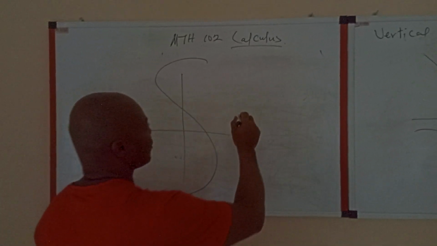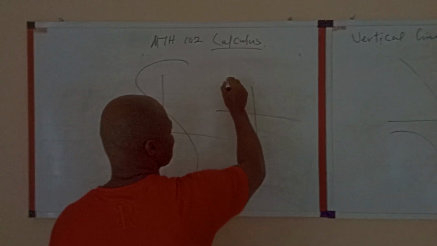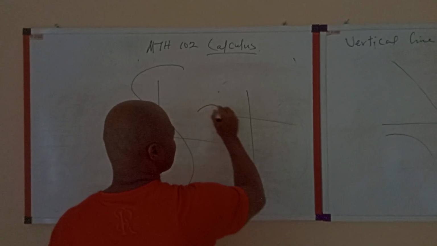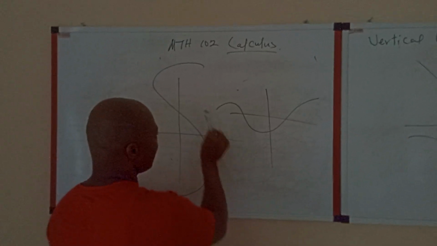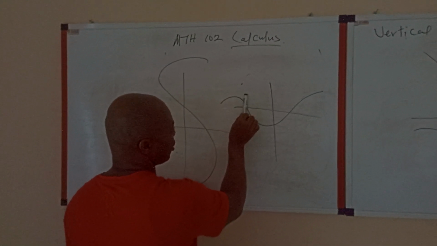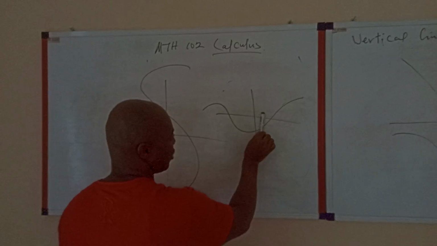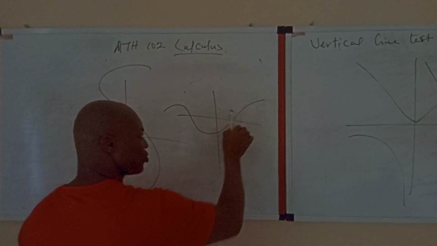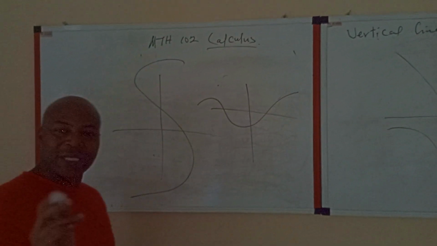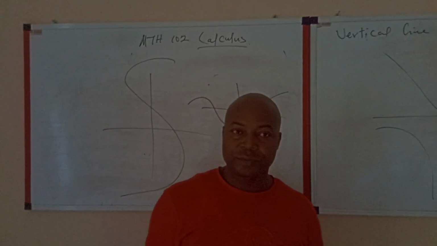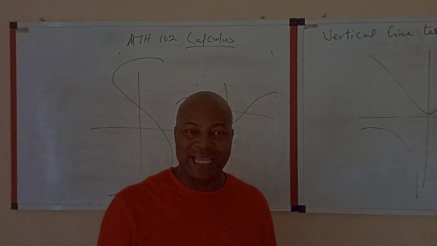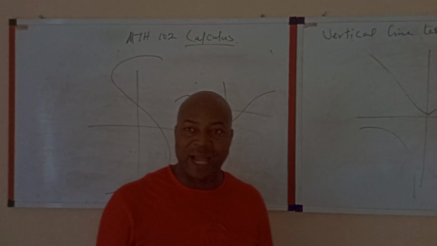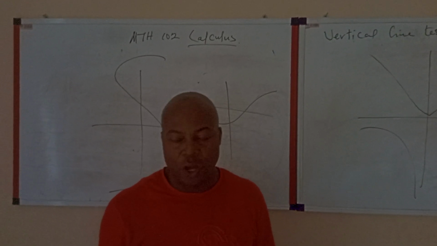If so, what of this one? If we have something like this, I give you this type of thing. Is this one a function? If you allow the line to pass, you see that it touches this graph here only in one place. So this one too is a function. So what I am trying to say is that with the vertical line test, we can know from a graph if the graph is a function or not.